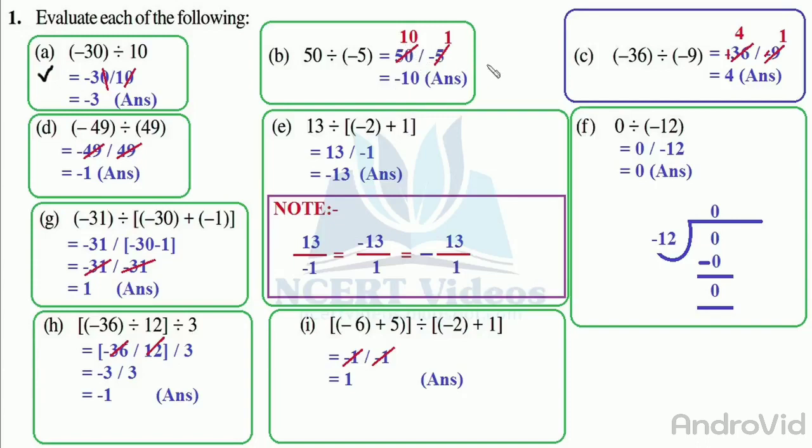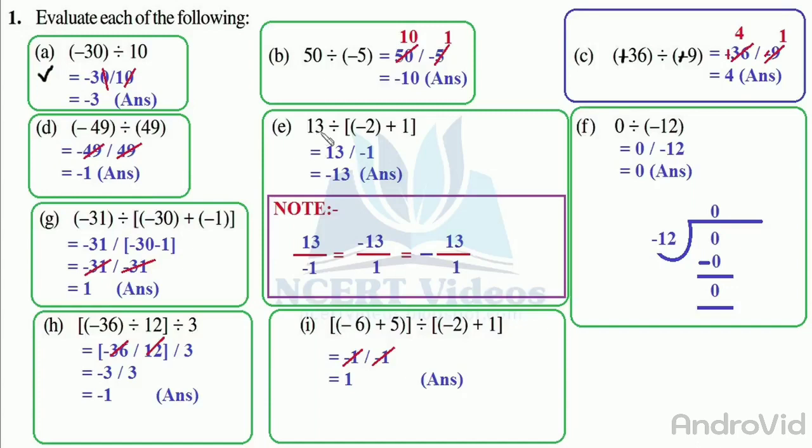Now C part, minus 36 divided by minus 9. Here the minus signs get cancelled out, it becomes positive, and 1 9 is 9, 4 9s are 36. Therefore the answer is 4. Now D part, minus 49 divided by 49. 49 cancels out, the minus sign is left, so the answer is minus 1.